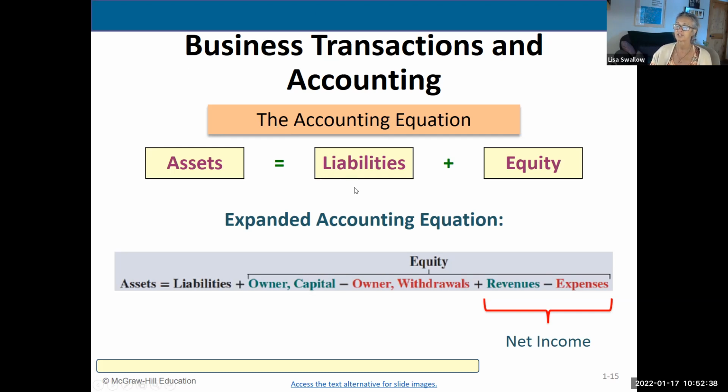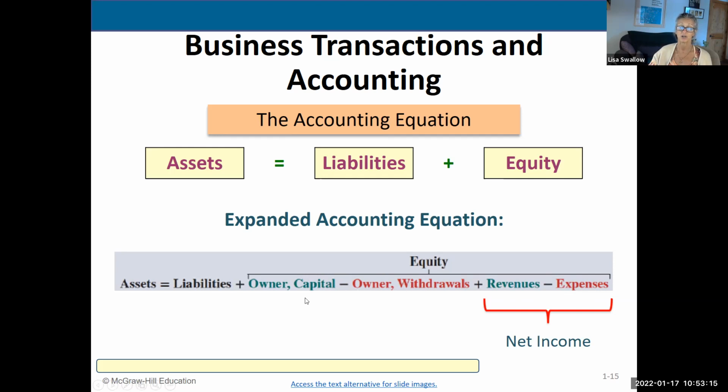Liabilities. Liabilities are things that we owe, right? And they usually have the word payable in them. Accounts payable, notes payable, mortgages payable. These are things we owe other people. It's debt. And equity is the difference, right? Here's everything I own. Here's everything I owe. The difference is equity. But then this gets even a little bit more complicated because equity itself has 4 components.